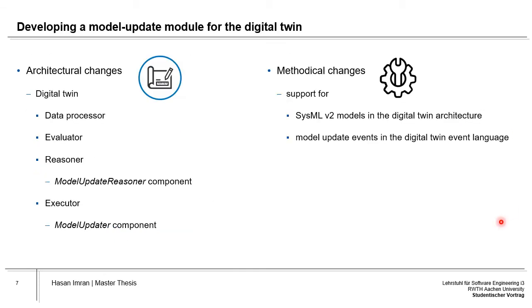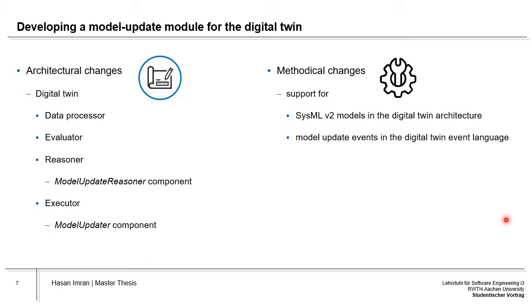Once we know which values we need to monitor, then we can work on developing a model update module for the digital twin. We already have a digital twin architecture diagram available, so we have to make architectural changes and methodical changes. For the architectural changes, we have to add support in the data processor for retrieving values which are defined in the tag model. In the evaluator, we need to define model updating events which will be used.